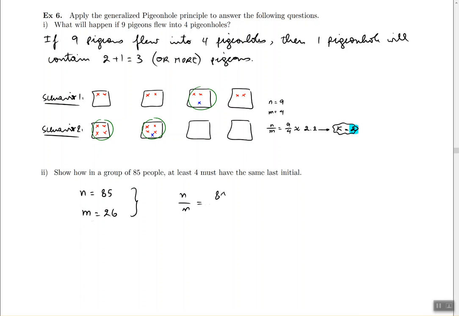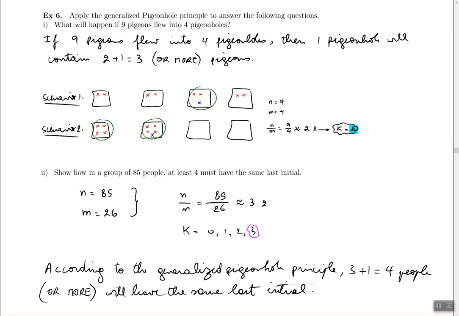If I divide n by m, I'm going to get 85 divided by 26, which is how much? Roughly speaking, it's 3.26, so let's just say 3.2. Again, this is just an estimate. So what could k be? k could be 0 or 1 or 2 or 3. I usually like to take the highest possible value, so I'm going to choose 3. What does the generalized pigeonhole principle guarantee? It guarantees that k plus 1 will work. So 3 plus 1 is 4, and that's what they are looking for in this case. According to the generalized pigeonhole principle, 3 plus 1, which is equal to 4, and I got the 3 from the division of n by m. So 4 people or more will have the same last initial.